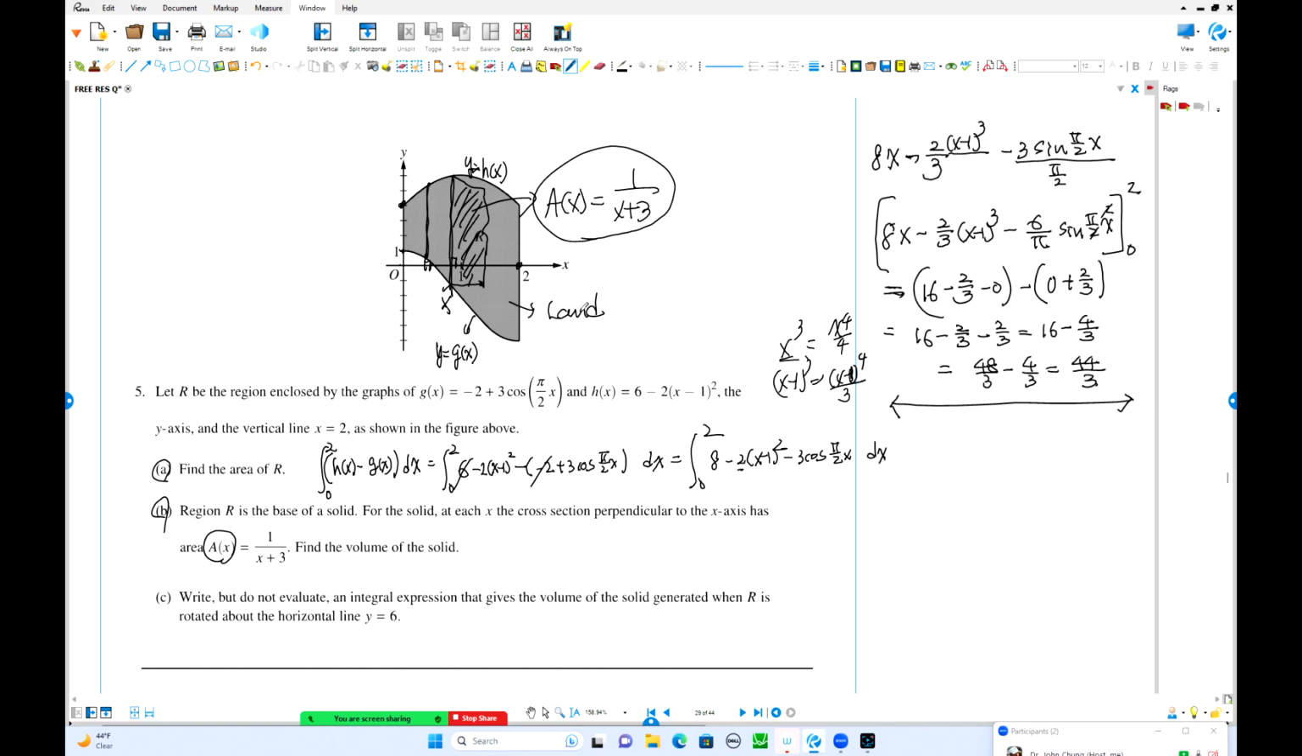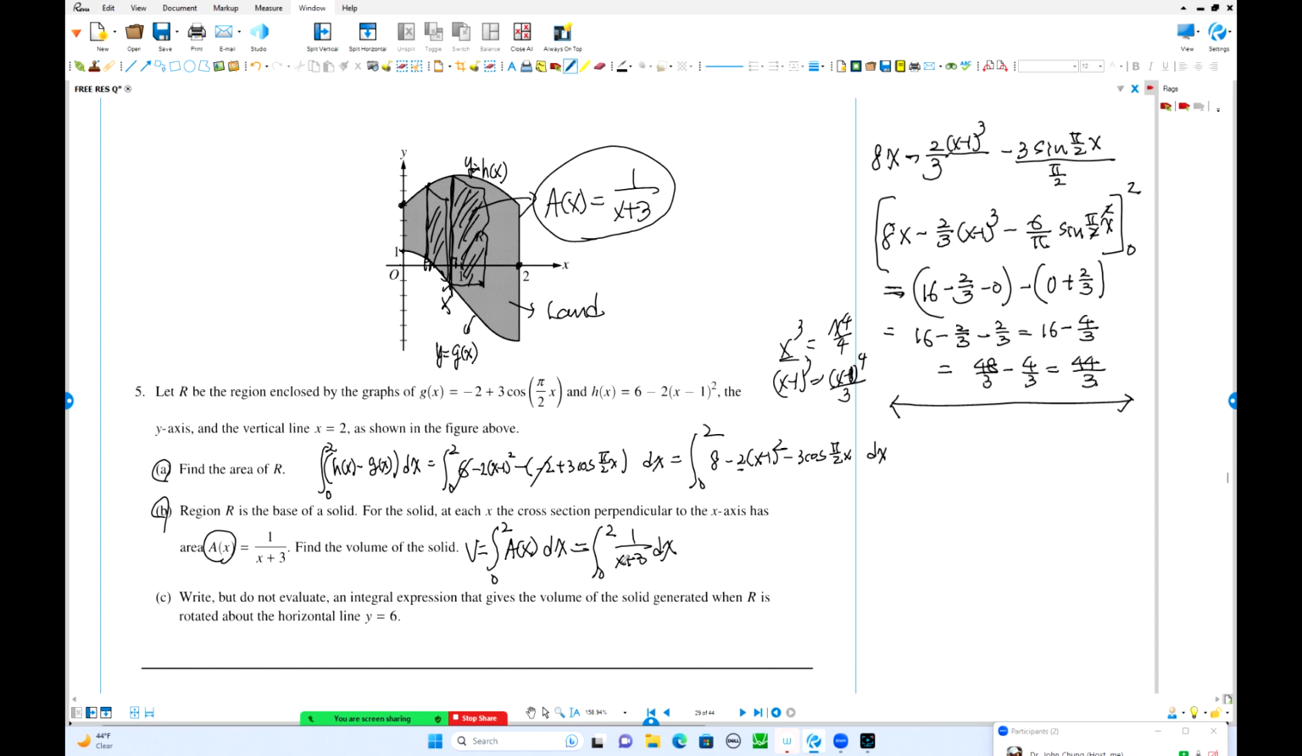Some buildings on this length. Okay? So the area is given over here. Take all this area from 0 to 2, a(x) dx. That's the volume. So the integral from 0 to 2 of 1 over (x plus 3) dx. The antiderivative of 1 over x is ln of the absolute value of x, plus a constant.